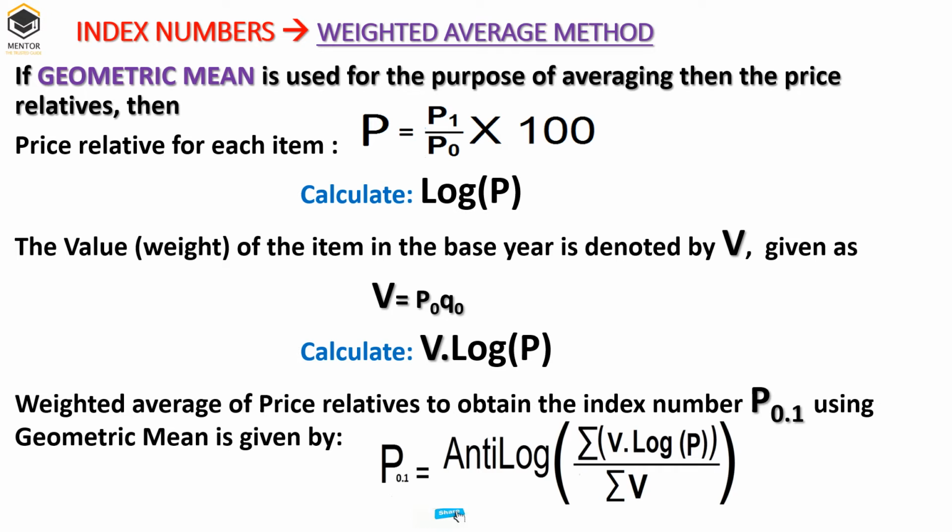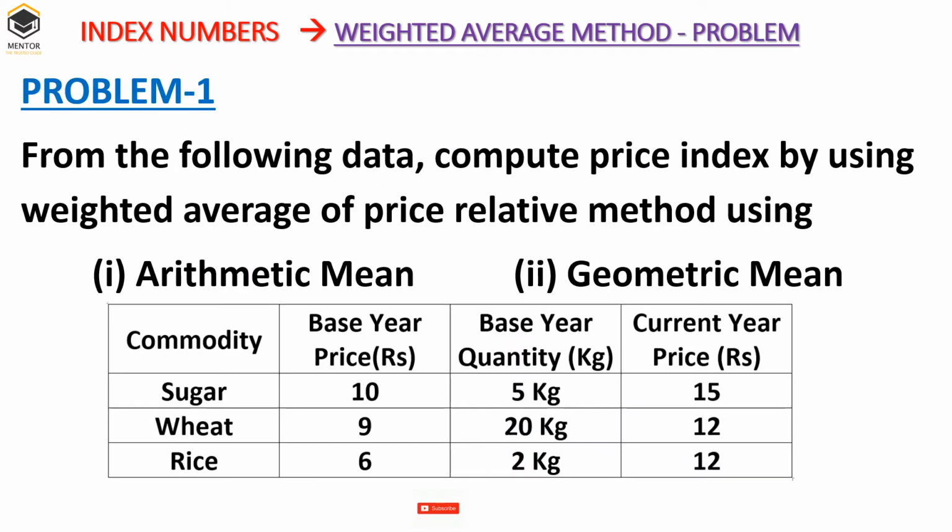So by using this formula we can find the weighted average of price relative under geometric mean. So let's see the first problem under weighted average method. We are going to solve this problem using arithmetic mean as well as geometric mean. So let's see what the problem is here.